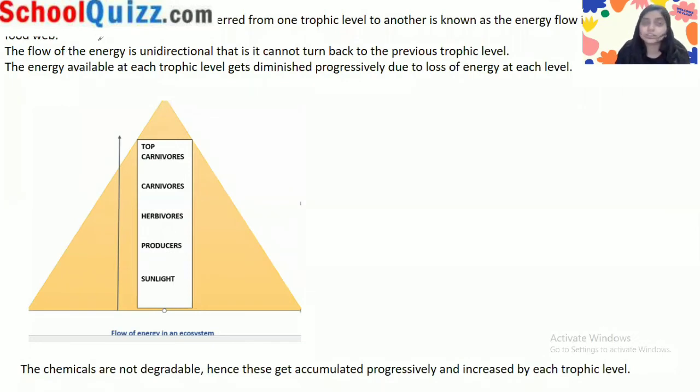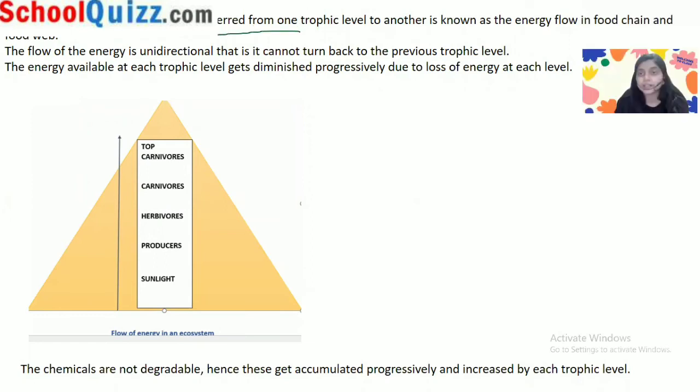So energy flow. Firstly, we will see what is energy flow. The energy which is transferred from one trophic level to another trophic level is known as the energy flow in the food chain and the food web, right? So this is simple, you can understand that. The flow of the energy is unidirectional. That is, it cannot be transferred back to the previous level. When the energy is transferred from the plant to the grasshopper, it cannot be transferred from the grasshopper to the plant again, right? So it cannot be reversible. It is a unidirectional process, right?